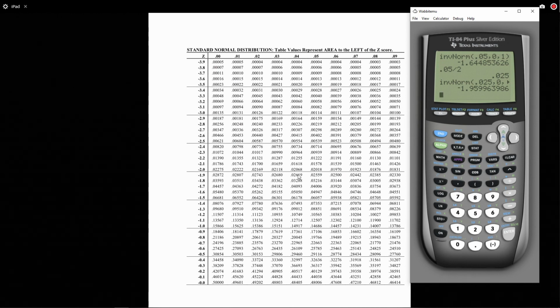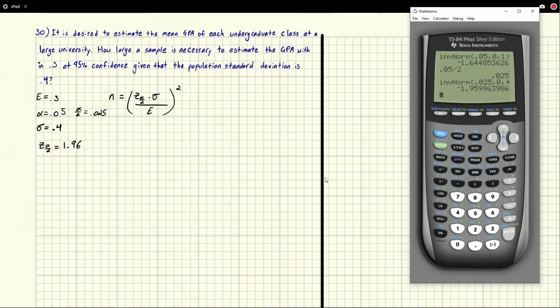0.025. So that corresponds to 1.9, and if we go up, 6. So here we can see it perfectly corresponds to 1.96. So there we have it. We found it using the chart. So that's another way to get z of alpha over 2.